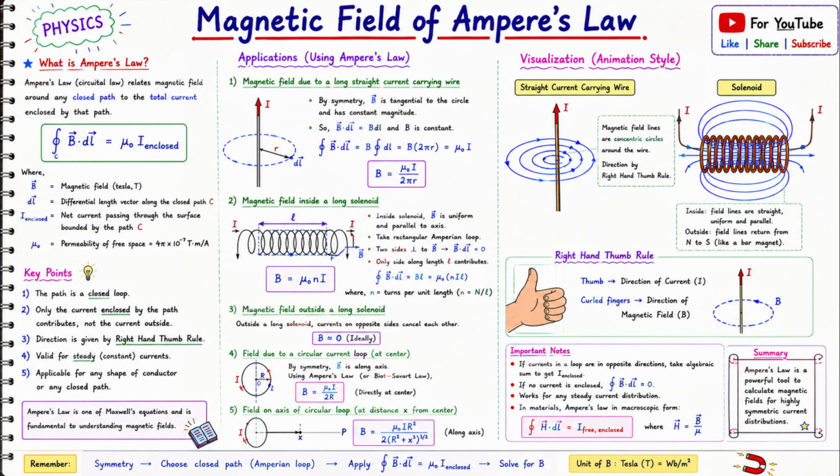Properties of solenoid magnetic field: 1. Inside the solenoid, B = μ₀nI. The magnetic field is strong, uniform, and parallel to the axis. 2. Outside the ideal solenoid, B equals 0 because the magnetic fields cancel each other.